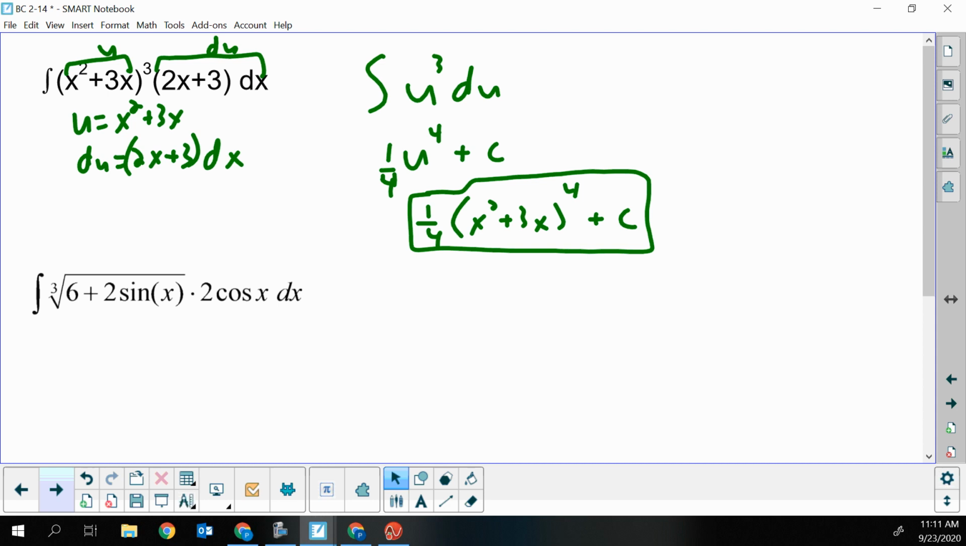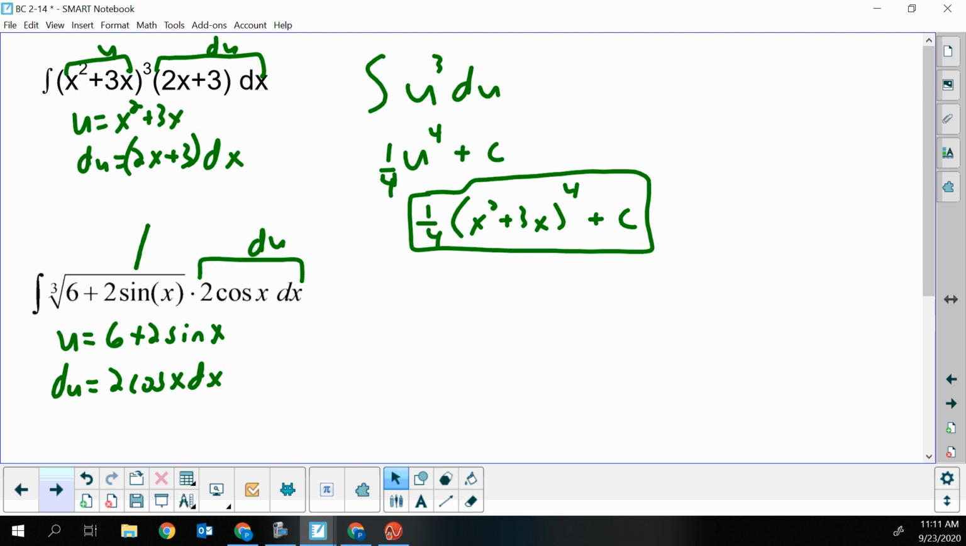And the next one, our function inside the function is the part inside the cubed root. So we'll let u equal 6 plus 2 sine x. Our derivative, the du, will be 2 cos x dx. So this is our du, and that part inside is going to be our u. So this becomes the integral of cubed root of u du. Or, in other words, that's u to the 1/3 du.